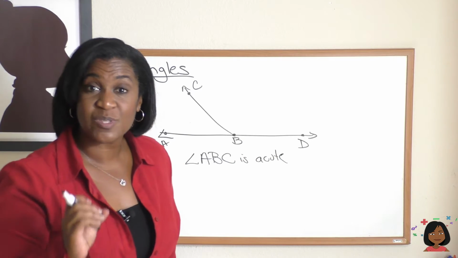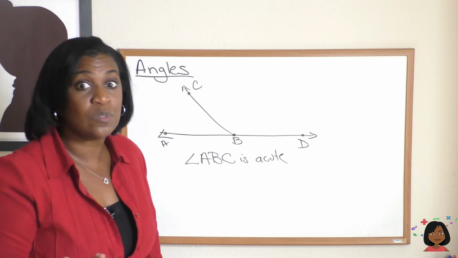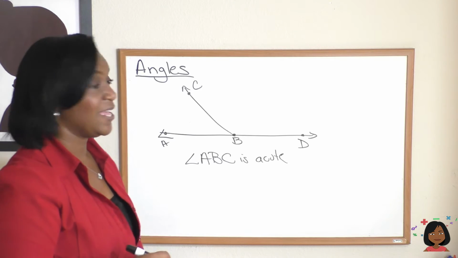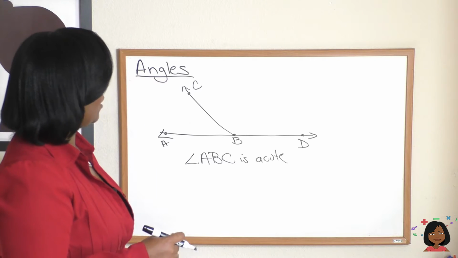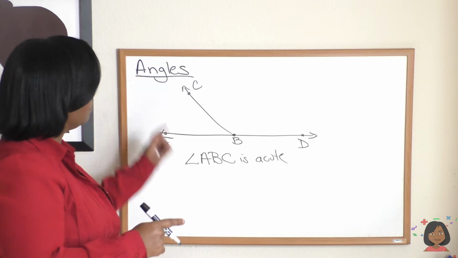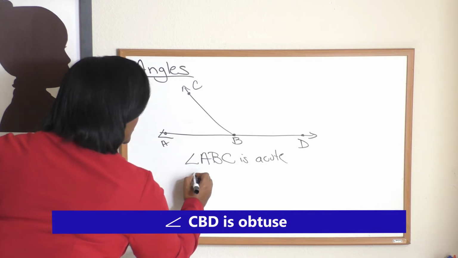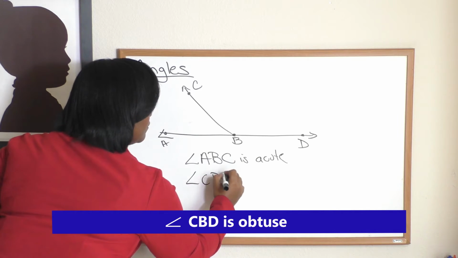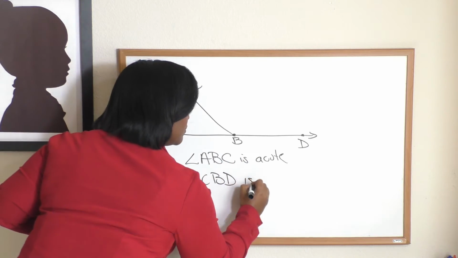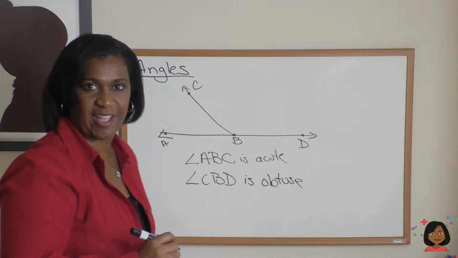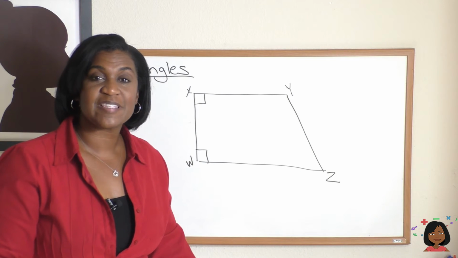What about an obtuse angle? Do you see any obtuse angles that are more than 90 degrees? Yep, I see one. How about here? Remember, the vertex goes in the middle. CBD, angle CBD is an obtuse angle. There you go.